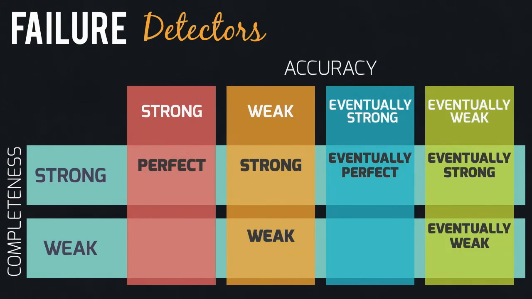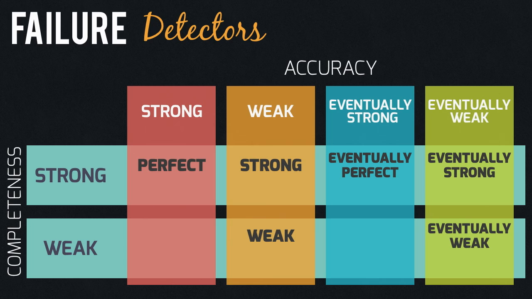Completeness has 2 flavors: strong and weak. Strong means that eventually every process that crashes is suspected by every process that hasn't crashed. That is strong completeness. Weak completeness means something different: every process that crashes is eventually suspected, but not all of the correct processes have to suspect it. Just some of them is good enough.